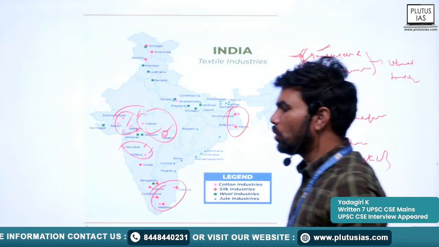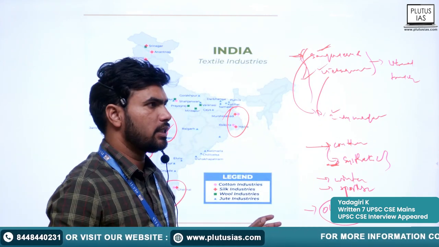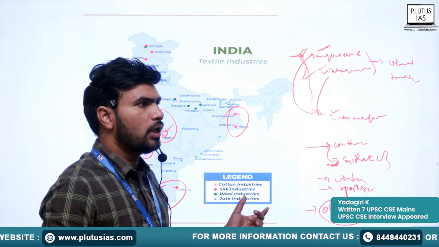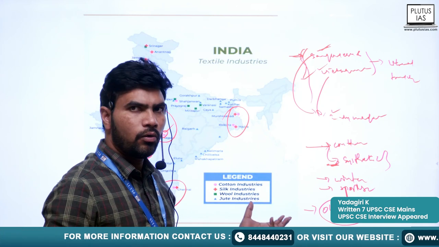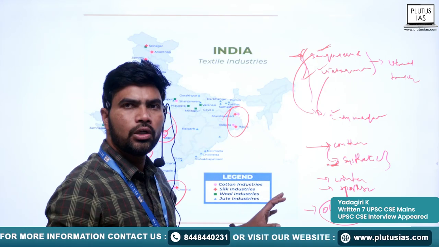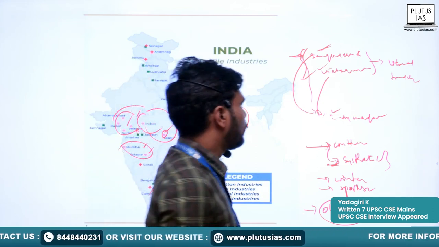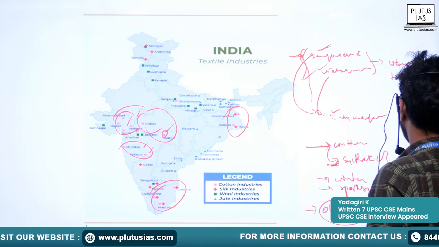Another third problem, we can say the obsolete technology, or we can say old technology in the textile industry. Right. So whatever machinery that we are using, it is old and outdated. We could not produce good quality textiles through whatever machinery is available. So we have to modernize the textile industry also.